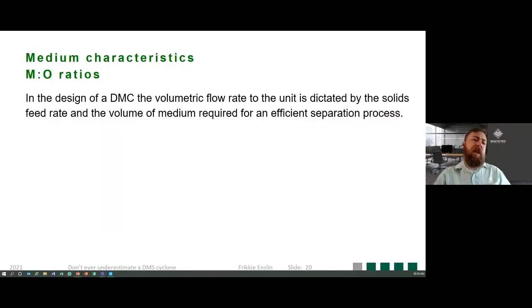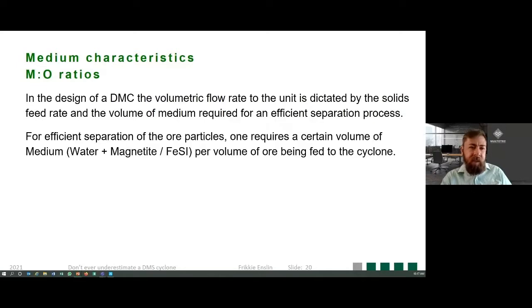Right, let's look at your medium characteristics, and then we kick off with your medium to ore ratios. So for any cyclone to work efficiently, there needs to be a certain amount of ore and a certain amount of medium present in that cyclone. So for efficient separation of the ore particles, one requires a certain volume of medium. Remember, if we talk about medium to ore ratios, it's in terms of volume, and then a volume of ore being fed to the cyclone.